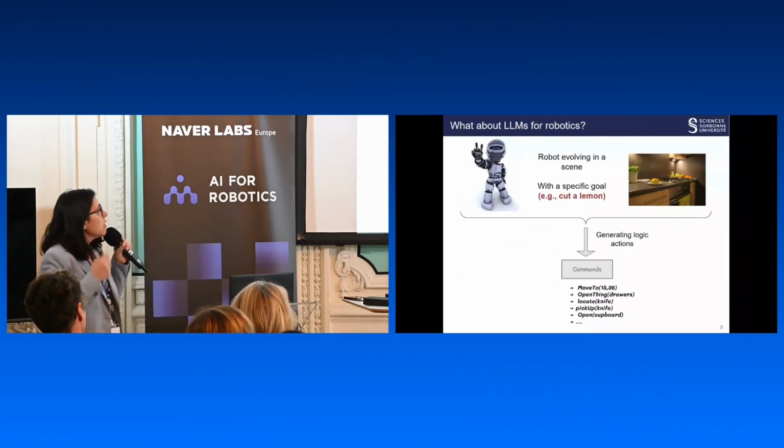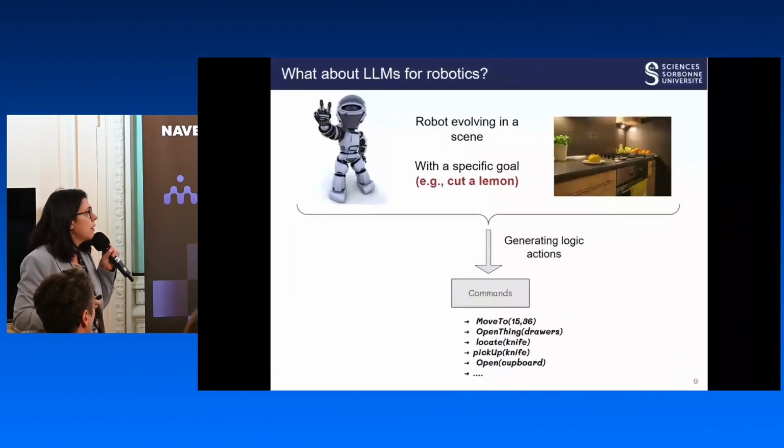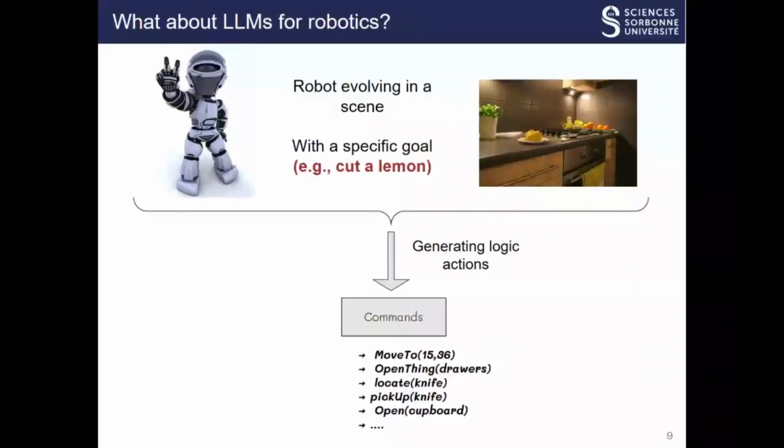So the question is, what about LLMs for robotics? So I take the same task as Cordelia has described. You have a robot and a scene, which can be in 3D, obviously. And we have a specific goal, and we ask the robot to perform this scene. And the standard pipeline aims at producing logic actions or commands that might look like this, and then you can make a controller to make the robot evolve within the scene.